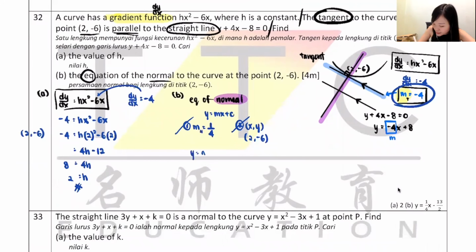So y equals mx plus c. So y is -6, m is 1 over 4, x is 2, plus c. So 1 over 2 plus c. So c will be -6 minus 1 over 2. I got -13 over 2. Y equals mx plus c.